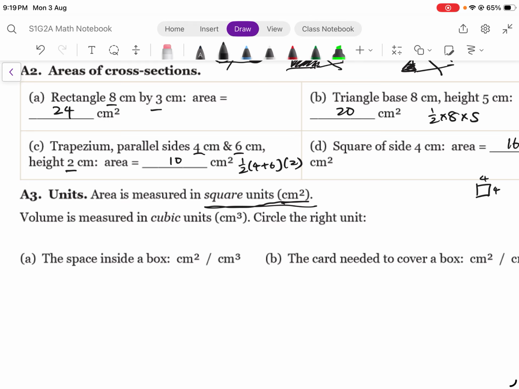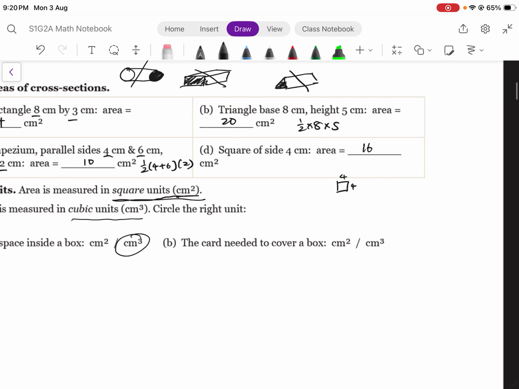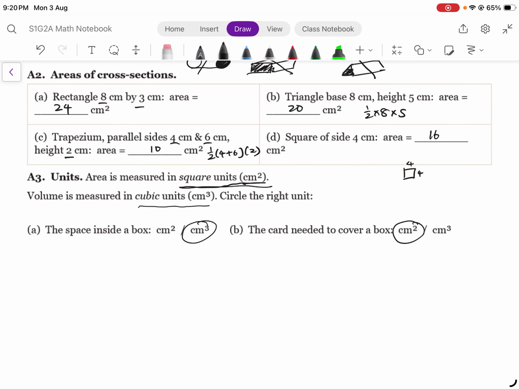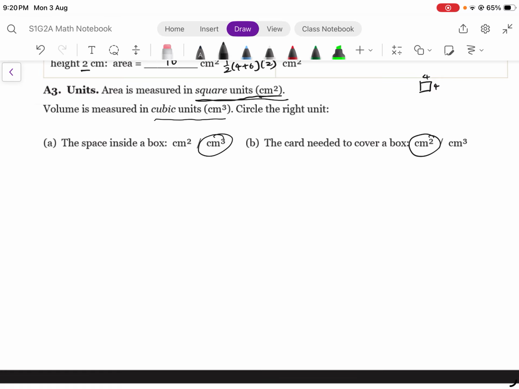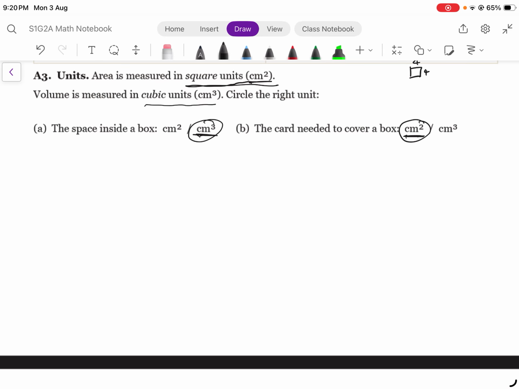Volume is measured in cubic cm, cubic unit. So circle the right unit. The space inside the box is a volume, so it's cm cube. Cloth needed to cover a box is cm square, because it's 2D. So 2D is cm square, 3D is cm cube.